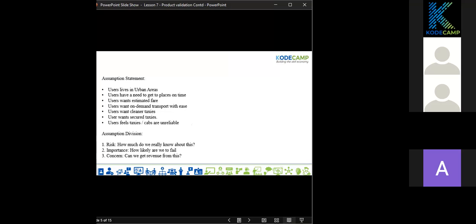So the next thing, you want to make an assumption statement. An assumption statement is just putting them in step and making them more unique, bringing out what is written, what is mapped out. So for number one, we can all agree that users live in urban areas. Or for the first stage, they live in urban areas.